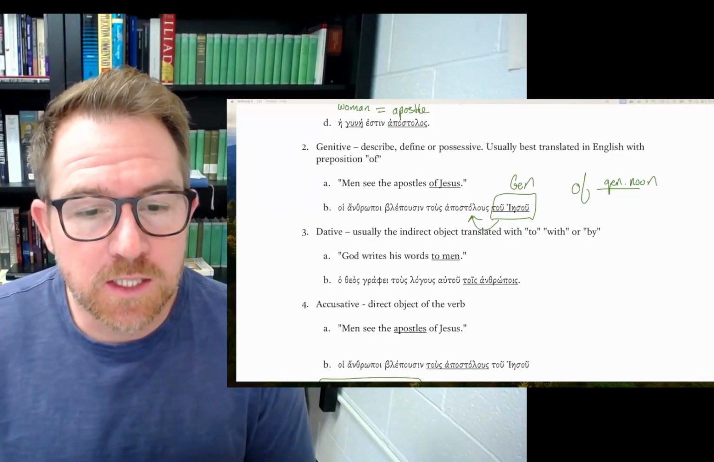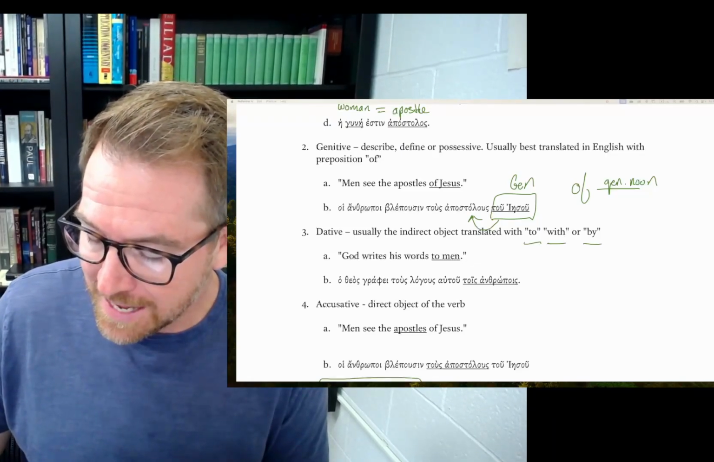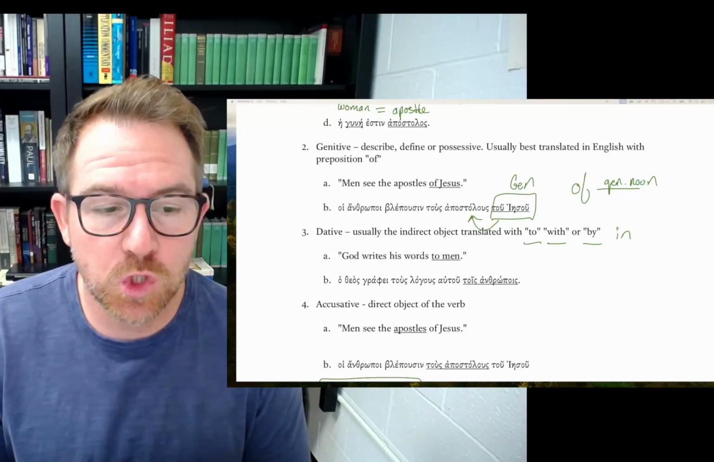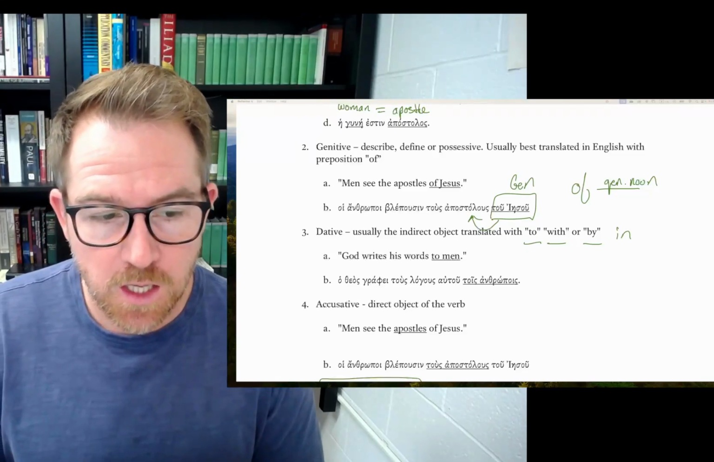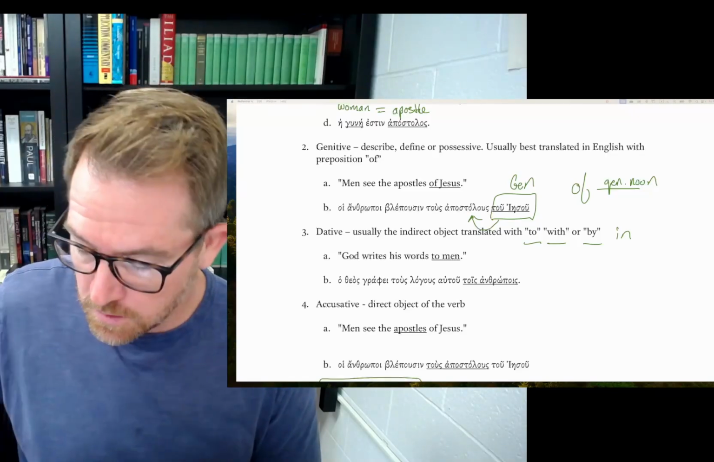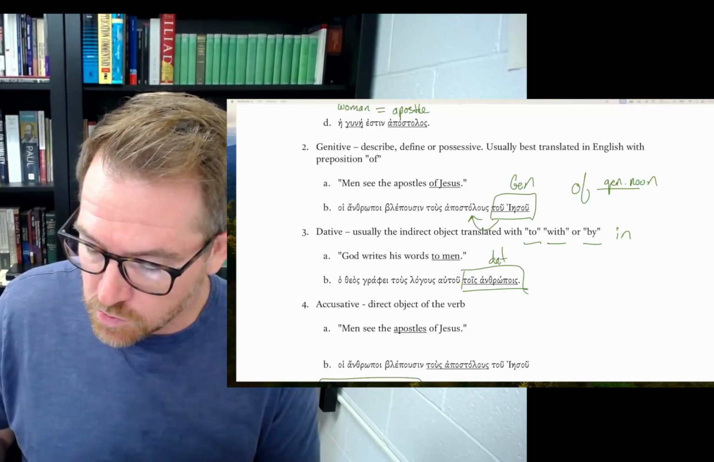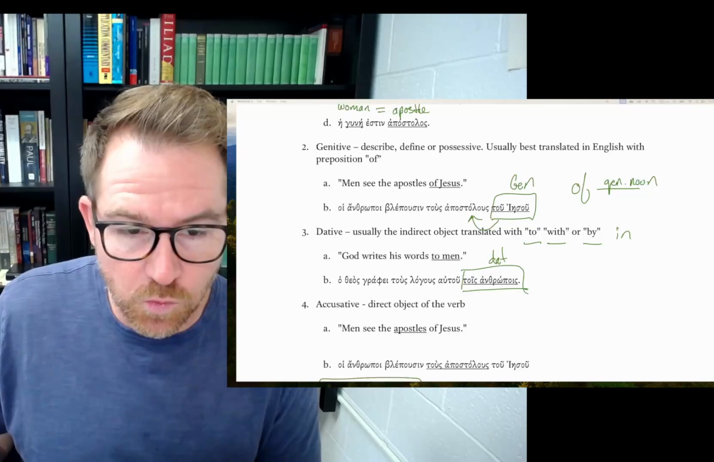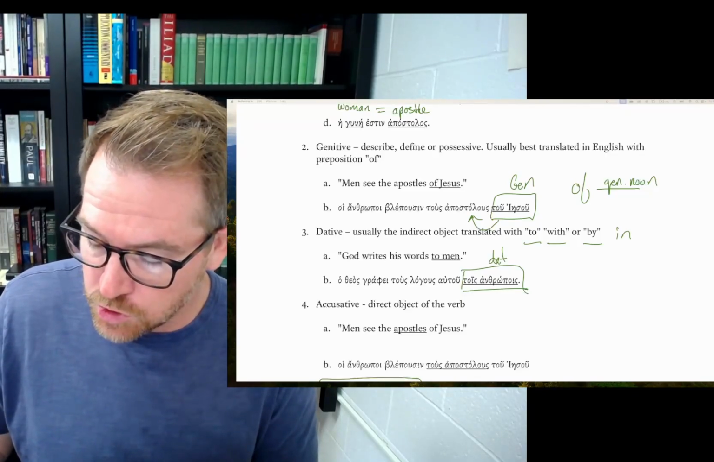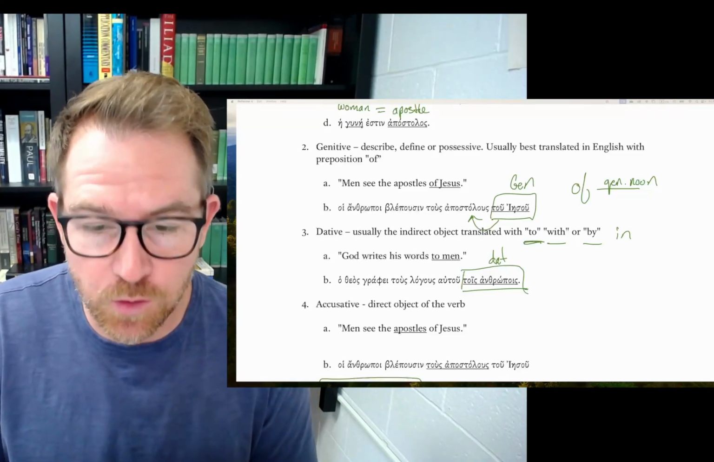Dative, usually the indirect object. Translate this with to, with, by, or in. So in the sentence, God writes his words to men, the sentence that we've already seen, ho theos graphei tous logous autou tois anthropois. Tois anthropois is in the dative case, and it's describing who is receiving the words that God has written. God writes words. Who gets them? Who are they for? Who are they directed to? They're directed to men or humans, tois anthropois.